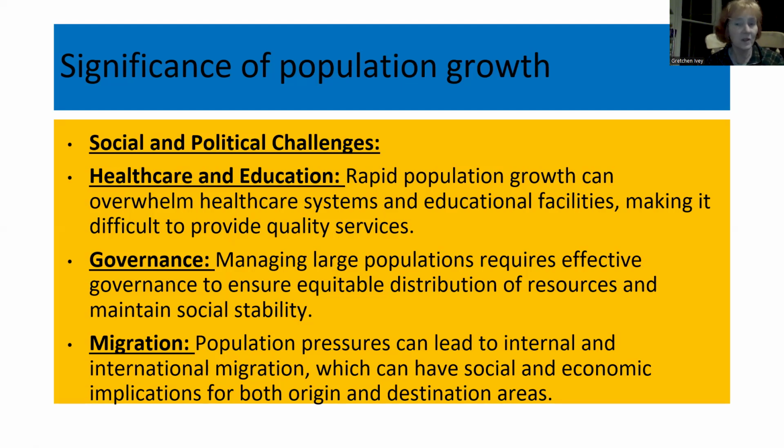Population pressures can lead to internal and international migration, which can have social and economic implications for both origin and destination areas. I came to the UK in 2002 because there was a huge teacher shortage. I came from a country that had kind of a surplus of teachers, not an overwhelming one, so it didn't really hurt my country, me going. But if you take from developing countries, it can hurt their infrastructure.